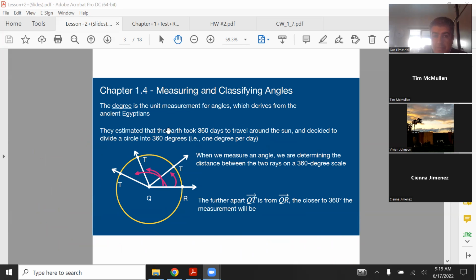Now, degrees. A degree is a way to measure an angle. So when you think of measurements, let's think of length. How do you measure length? We could use feet, or we could use meters. We are special in this country. We like to use our own unit, but other countries use meters or kilometers.